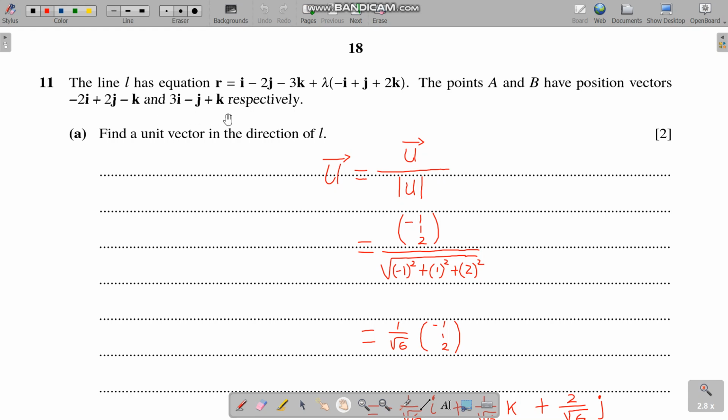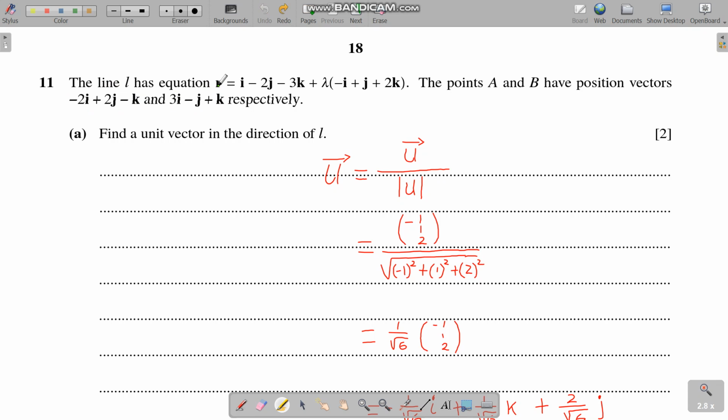Hello everyone, this question is about vectors. The line L has equation r equals (1, -2, 3) plus lambda times (-1, 1, 2), and the points A and B have position vectors (-2, 2, -1) and (3, -1, 1). Find a unit vector in the direction of L.